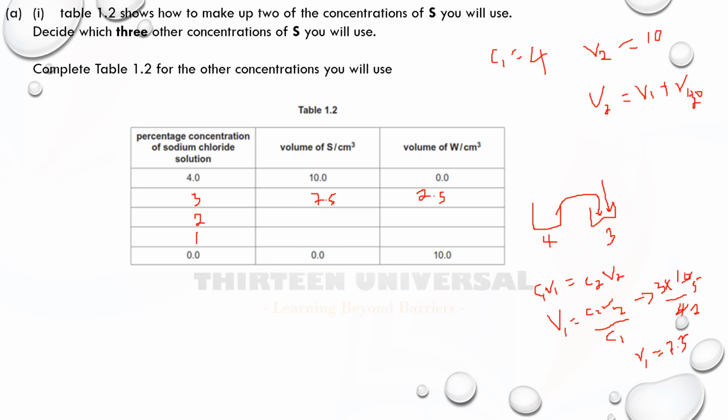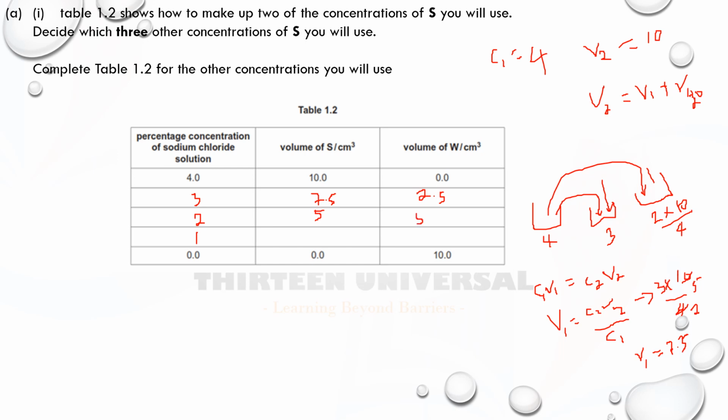If I want to get 2, I just change my C2. My C2 will be 2, so it will be 2 times 10, the final volume, all over 4, since I'm moving from 4 to produce 2, adding water. That's 20 divided by 4, which is 5. So my V1 is 5, and the volume of water I'll add will be 5, so that everything becomes 10.